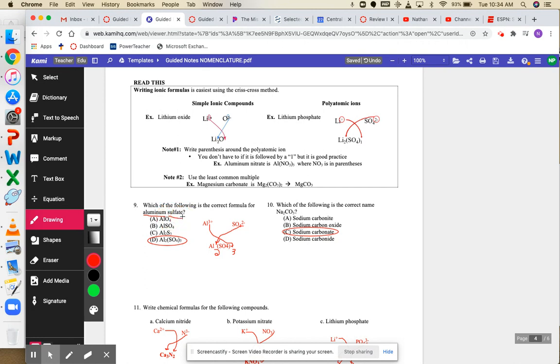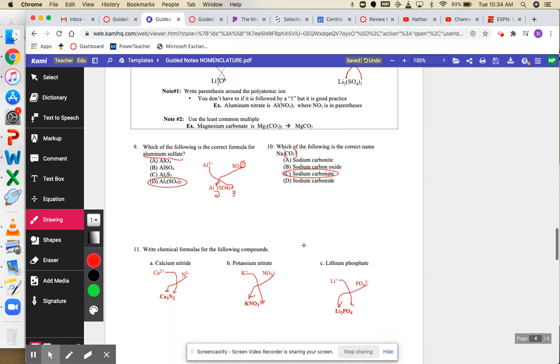Sulfate, ATE, means a polyatomic, SO4 2 minus, and you switch. Al gets the 2 up here from the SO4. SO4 gets the 3 from the aluminum, so it's Al2(SO4)3. Plop the polyatomic in parentheses. Na2CO3, notice this CO3 is not in parentheses. You just have to recognize that it is sodium carbonate. CO3 is found on the back of the periodic table in the polyatomic ions.